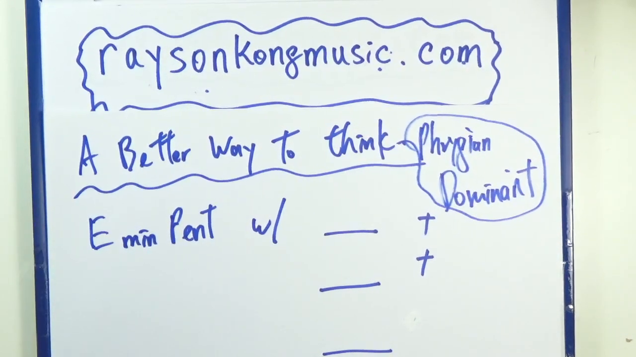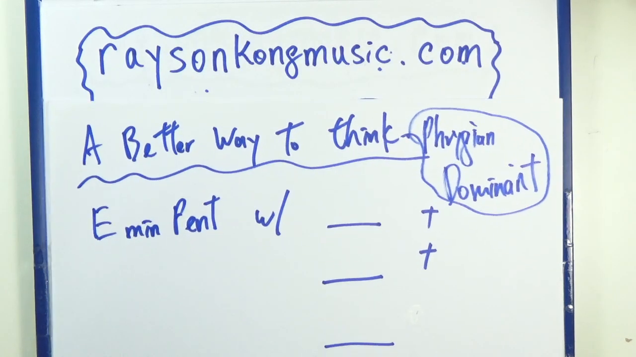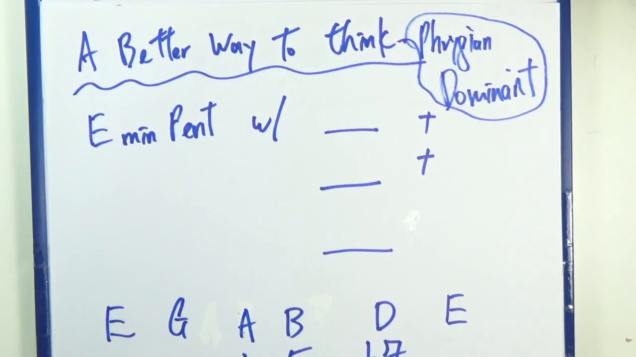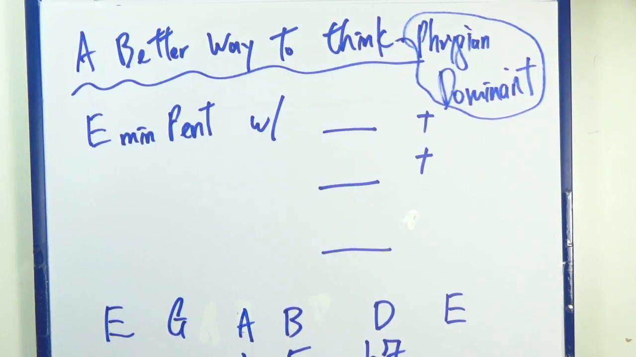Hello, everyone. So I think there's a better way to think about the Phrygian dominant scale. If you notice, the Phrygian dominant scale has a flat 2, a major third, a flat 6 and a flat 7. So even though it doesn't have the flat 3 degree, it sounds very close to a minor sounding scale.